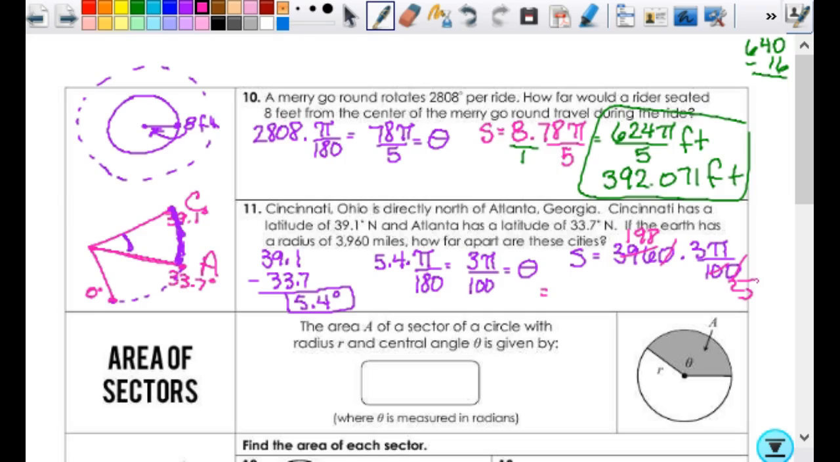Then 3 times 198: 3 times 200 is 600, and then I subtract 6 and I get 594 pi over 5. But if you typed it in on the calculator, it's okay. I just want you to see it's not as scary as you think.